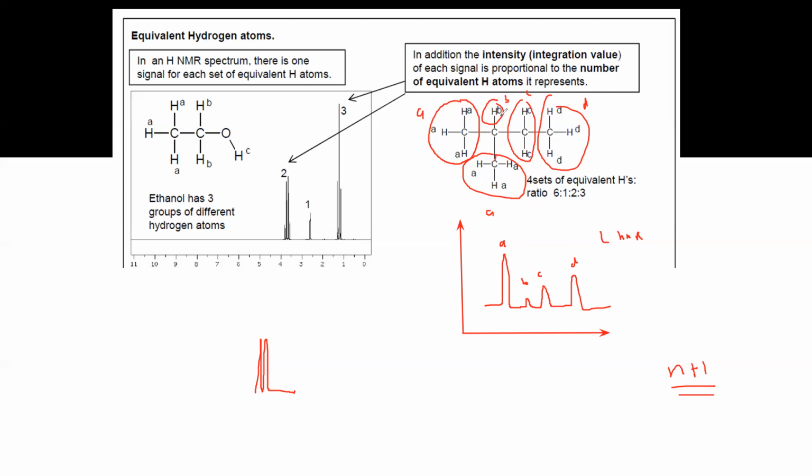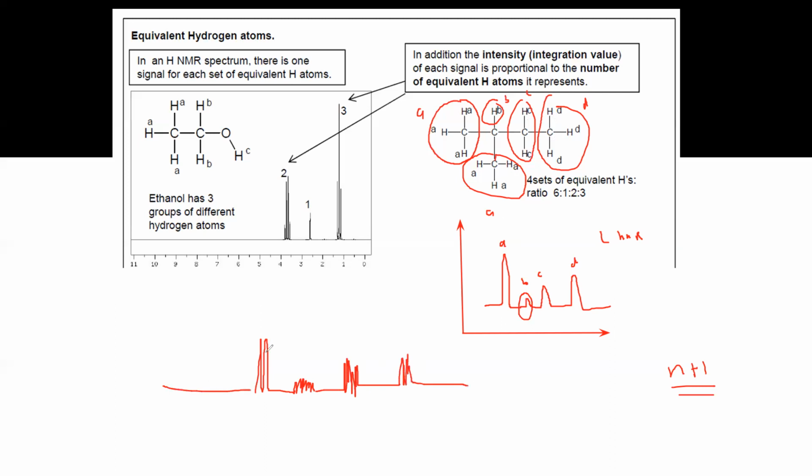For environment B, how many neighbor hydrogens? 2 plus 3 plus 3. So 2 plus 3, 5 plus 3, 8. So it will split into 9 peaks, but not with the same height. Like the B's intensity is only 1, so it will split into 9 peaks. What about C? The neighbor is 3 plus 1, 4 hydrogen, so it will split into 5 peaks. And what about D? The neighbors are 2, so it will split into 3 peaks.